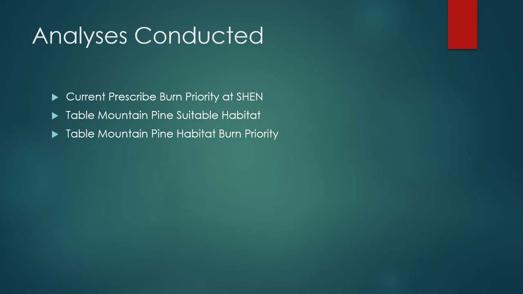The second is an analysis to locate suitable habitat for Table Mountain pine in Shenandoah. This analysis is based on the site conditions that are mentioned in the literature on Table Mountain pine. The third analysis is a Table Mountain pine habitat burn priority analysis. This analysis utilizes the techniques and data from the first 2 analyses to identify priority areas to reintroduce fire to help restore Table Mountain pine habitat.